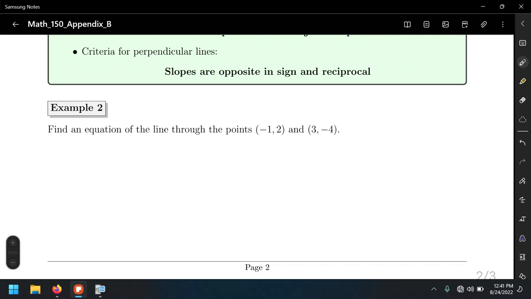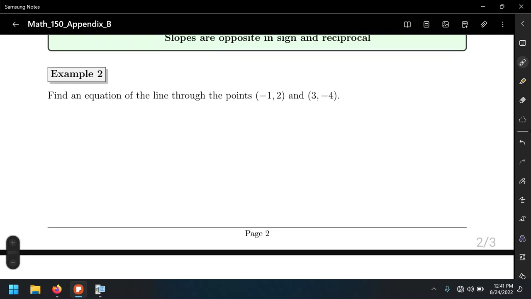So let's look at one example. Find the equation of the line that passes through these points. In this case, we need two pieces of information to find the equation of the line: the slope and a point. But in this case, we don't have the slope. We have two points, but we have enough information to find the slope, right? So let's go ahead and find the slope, which is y2 minus y1 over x2 minus x1. Be careful, let's label again: x1, y1, x2, y2.